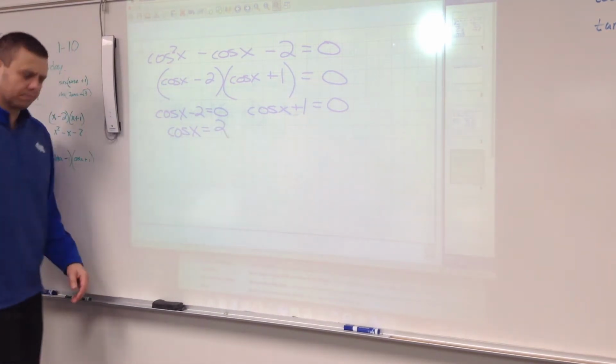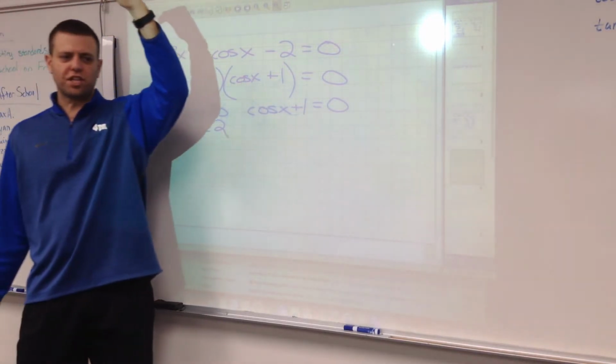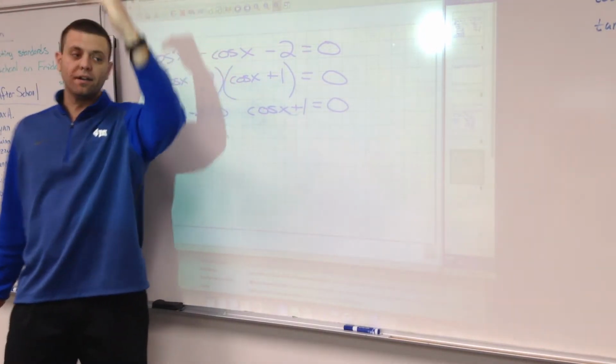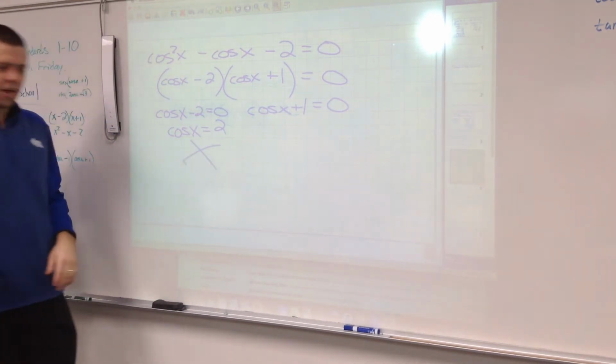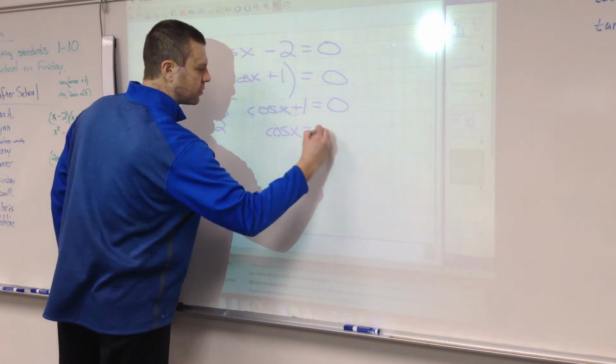Add 2. When does the cosine of x equal 2? Never. Never, because what's the biggest value cosine ever reaches? Think of the graph. 1. There's nothing there. Okay? Subtract 1, cosine of x equals -1.